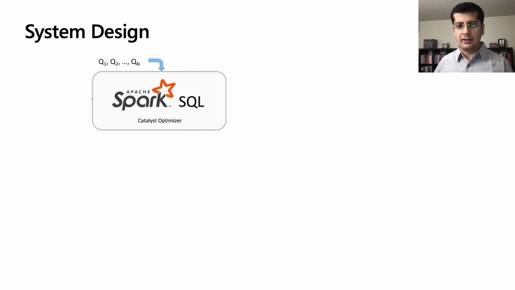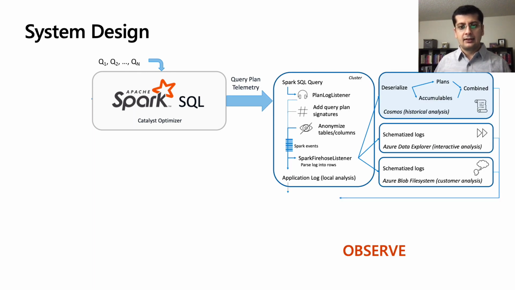Now we will describe how we added the workload-based feedback loop in Spark. First, our telemetry module captures Spark SQL query plans. The telemetry module collects plans in JSON format and annotates identifiers called signatures at each operator in the query plan. We also remove any personally identifiable information in plans such as table names, column names, and literal values. These anonymized plans and runtime metrics are then collected for cluster level and service level analysis.